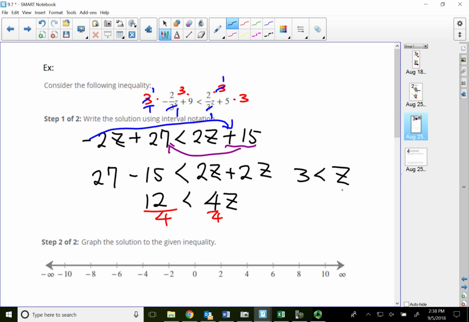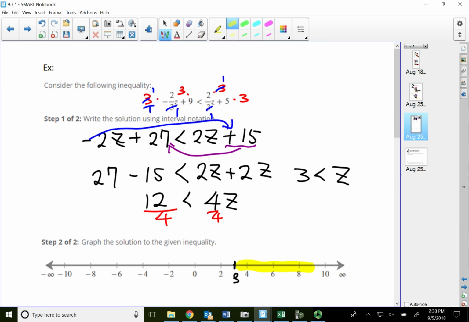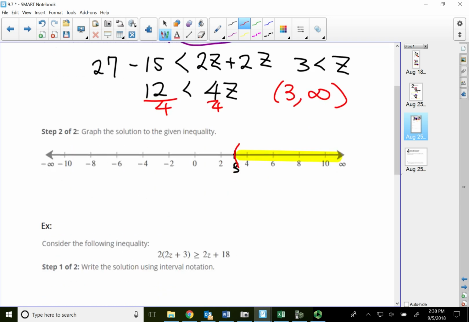So I'm looking for all the numbers that are bigger than 3. That means it's going to be to the right side of 3. So if that's 3 right here, looking for all the numbers bigger than 3, that will be to the right. My inequality does not have equal to, so I use open parentheses. So the interval notation has to be from 3, keep on going to the right to infinity. All right, that would be the answer for both steps.